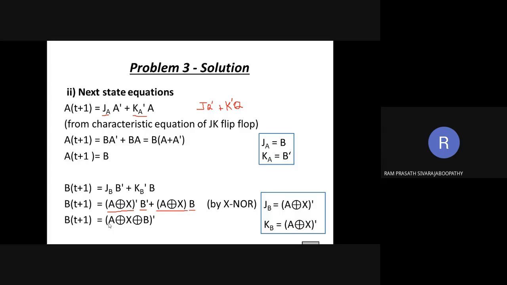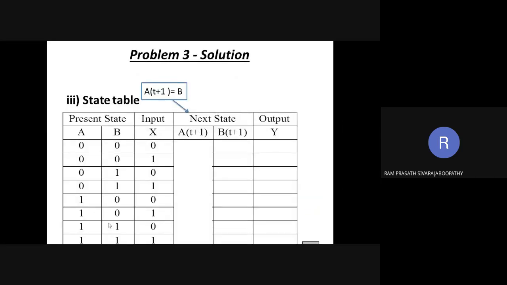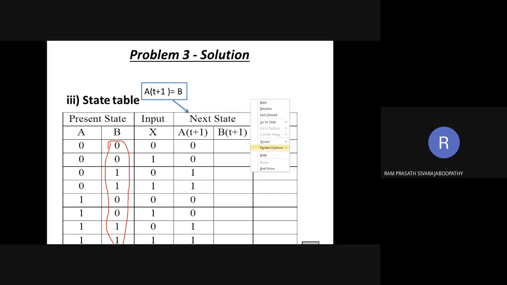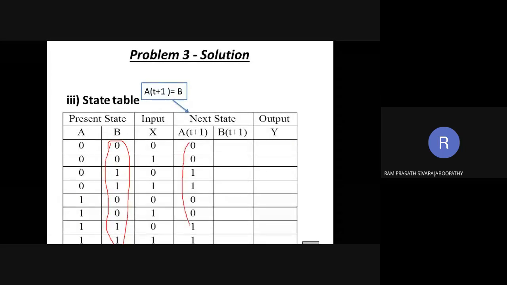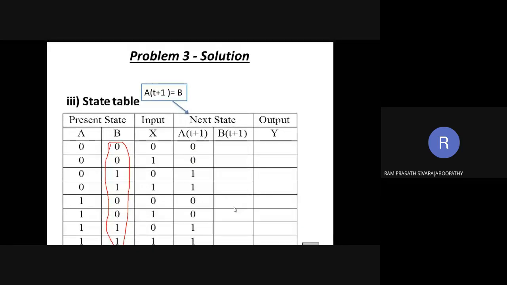As for Y, we already know it: A XOR B XOR X. Fine. So we know all three equations. So shall we draw the state table? Now look, A of t plus 1 is equal to B. So what can we do? Simply whatever B is, we can write it as it is. Correct? Yes or no? You can see A of t plus 1 is equal to B. So as it is, we have written what was there.